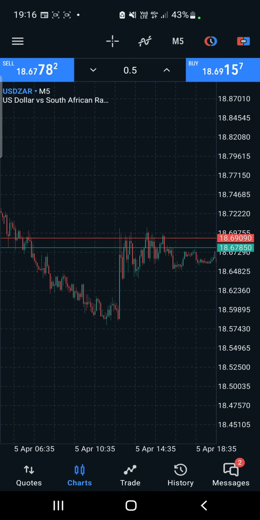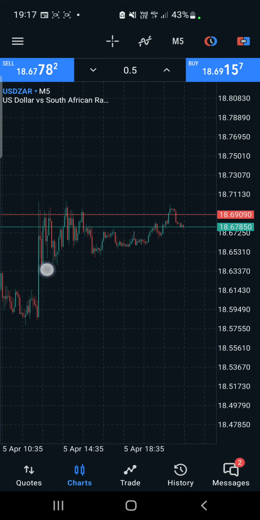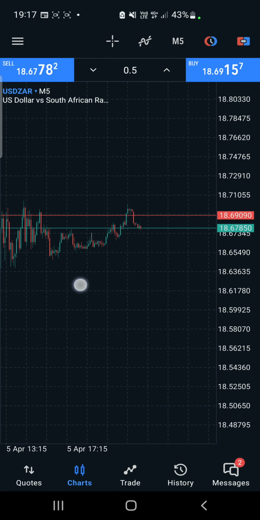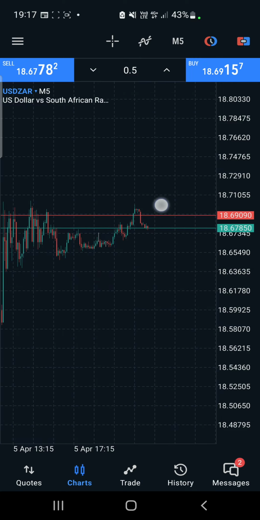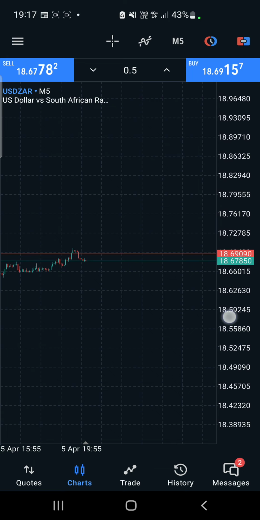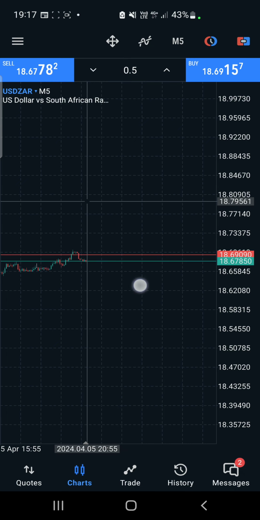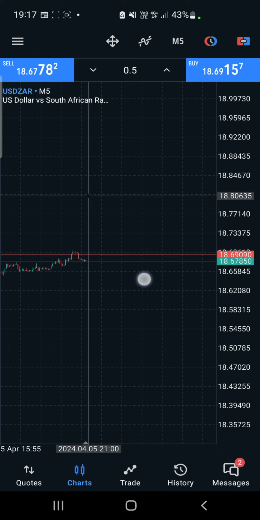After analyzing, you come up with a bias and say the market is going to go up or it's going to go down. When you say the market is going to go up, that means you're buying. You're saying that the US dollar is getting stronger. Let's say you buy at this point here, and then it ends up going here. That means you said the price will be going to 18 rand 80. To get $1, you need to spend 18 rand 80.